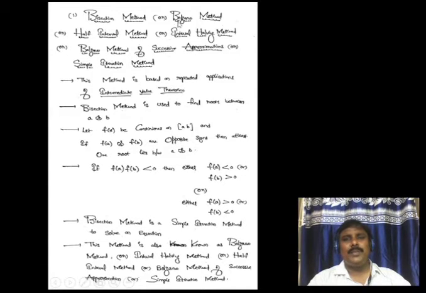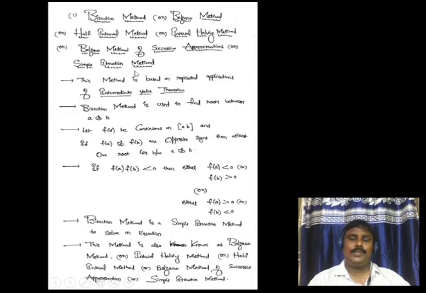This bisection method is also called the Bolzano method, or interval halving method, or Bolzano method of successive approximation, or simply the simple iteration method. So this method has many names. You can call it by any name and we can easily identify it. So this method is called the bisection method.